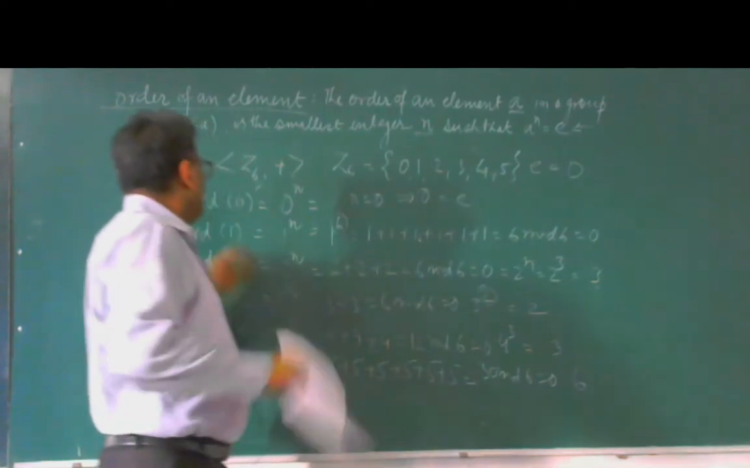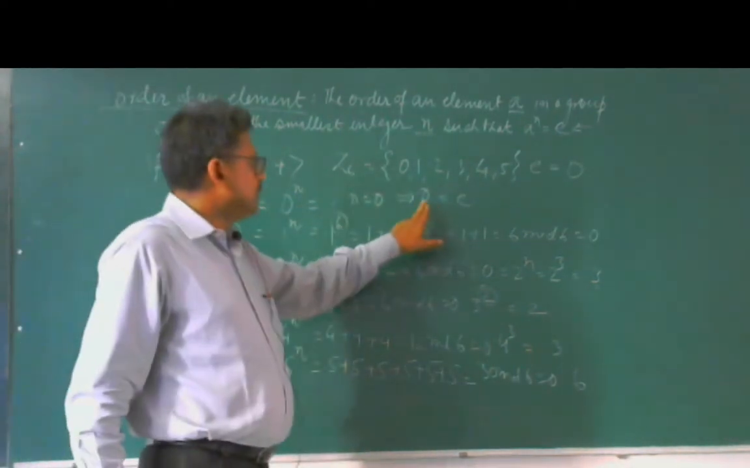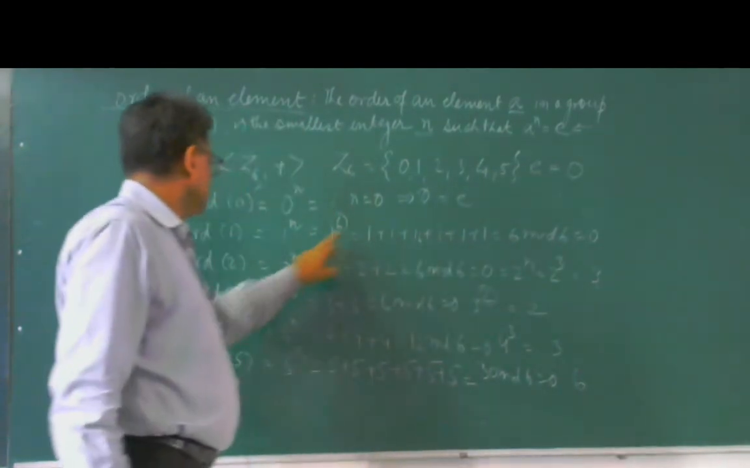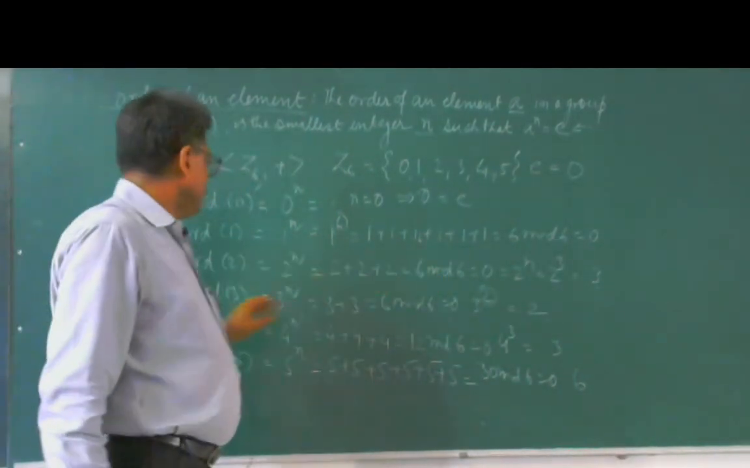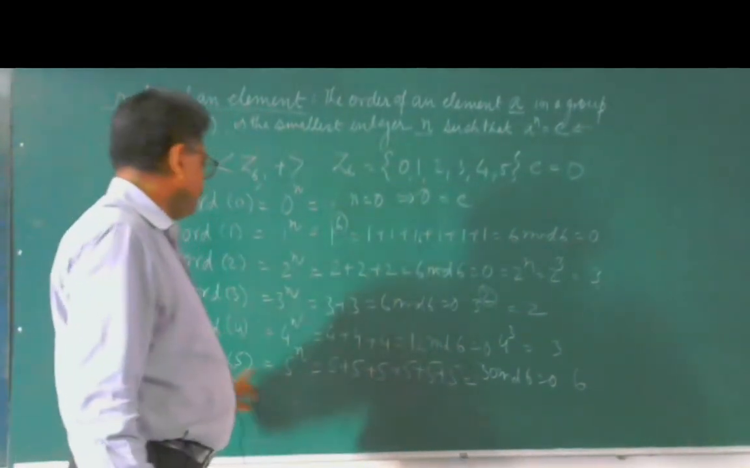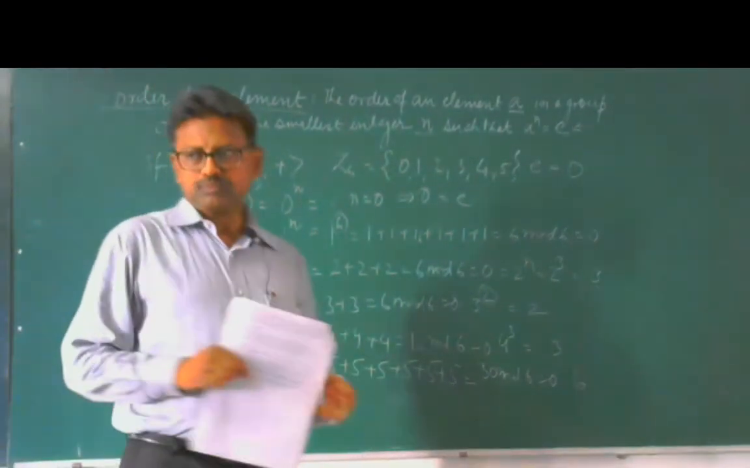So order of 0 is 0. Order of 1 is 6. Order of 2 is 3. Order of 3 is 2. Order of 4 is 3. And order of 5 is 6.